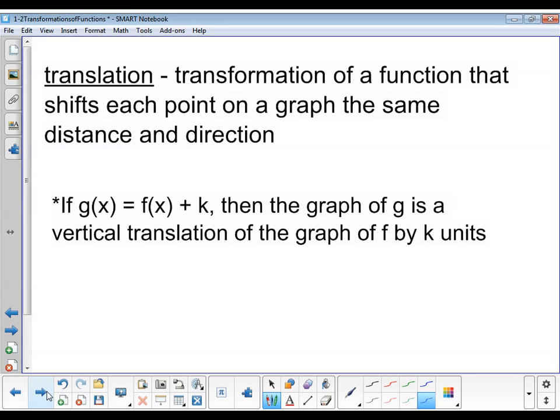And each point would be shifted the same way. So you have this star here. If g of x is equal to f of x plus k, then your graph is a vertical translation. Vertical because it's moving up or moving down. If k was a positive number, we'd be moving up, but since it was a negative number, we just moved down.